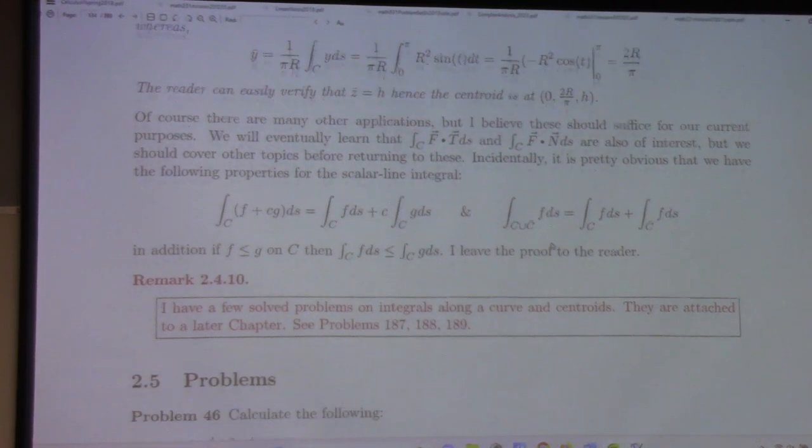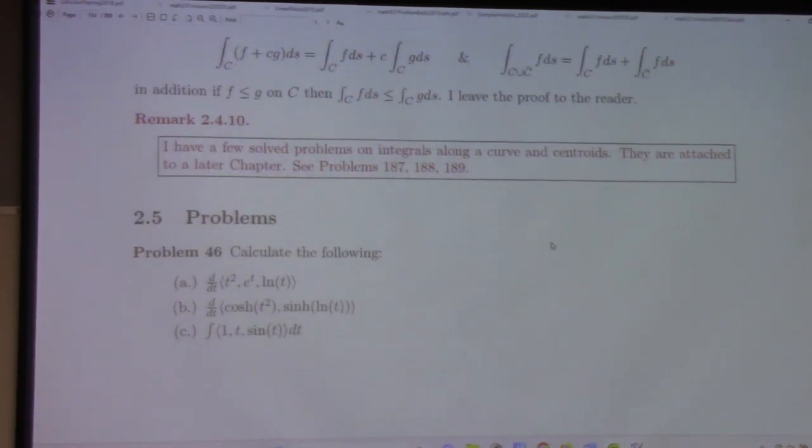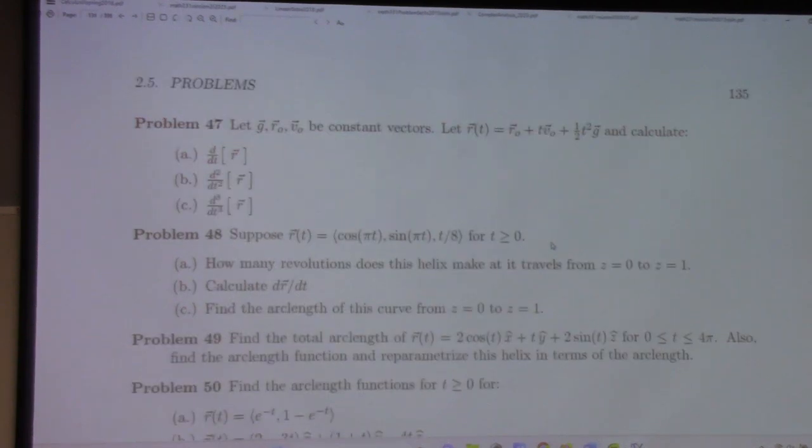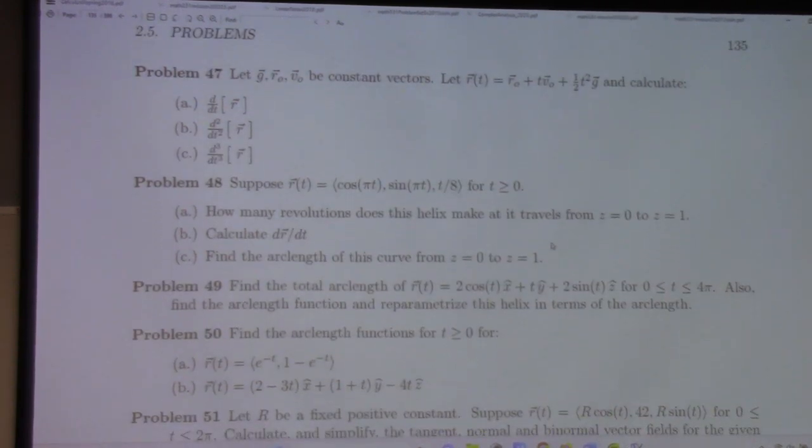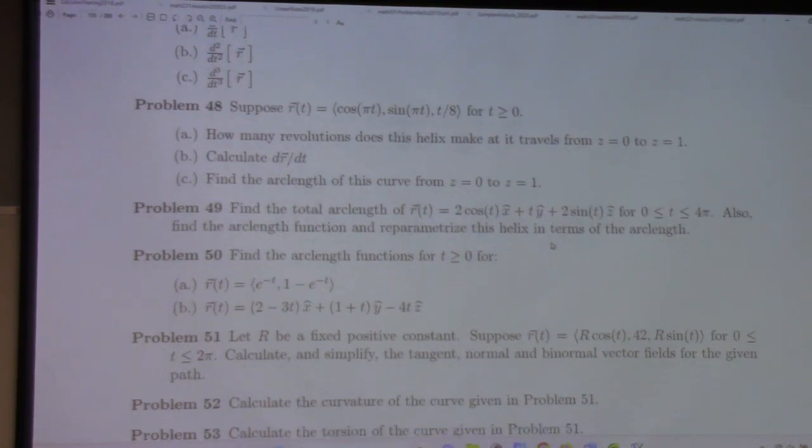Now past this, if you look, I have a bunch of problems. You know, mathematicians are weird. They're really only happy if they have problems. It's a funny thing.